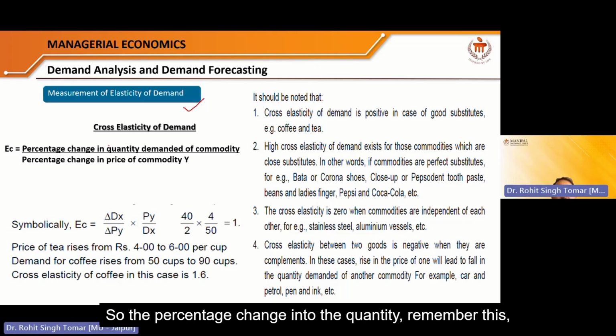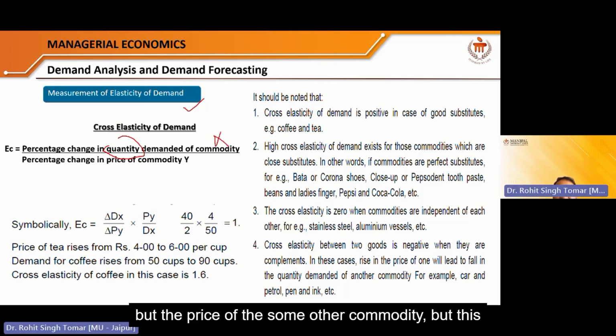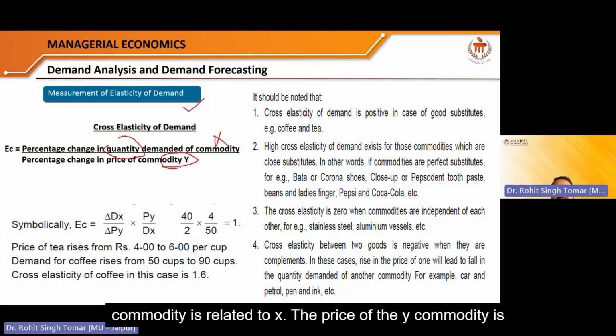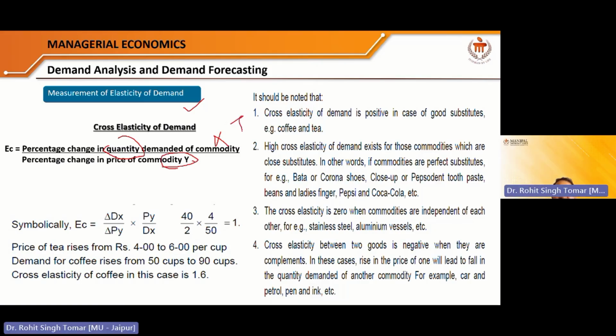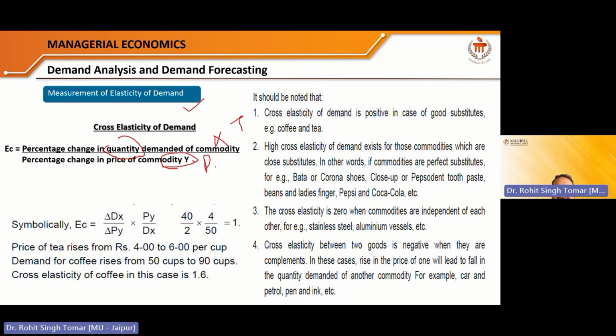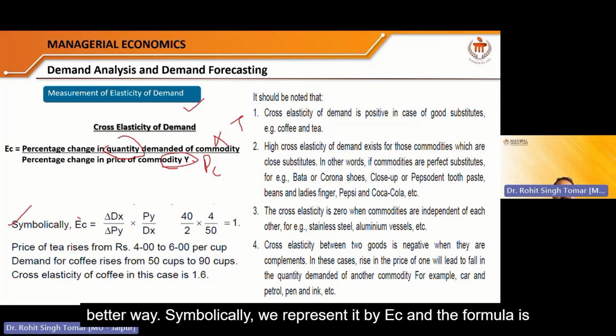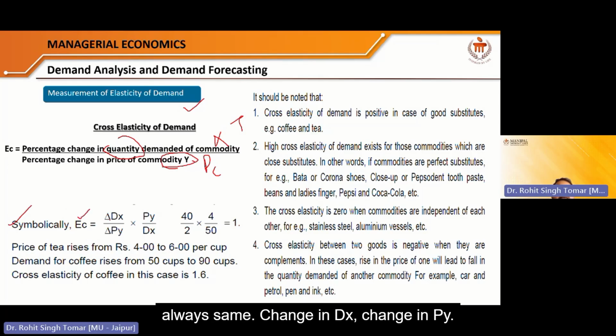So the percentage change in the quantity, remember this, quantity of a commodity, say X commodity, but the price of some other commodity, but this commodity is related to X. The price of the Y commodity is increasing. Say the percentage change in the quantity of the tea with respect to change in the price of the coffee. That is what we need to see. So you see this example, you will understand it in a better way. Symbolically, we represent it by EC, and the formula is always same. Change in DX, change in PY. DX means quantity demanded, P means initial price, and D means initial quantity.